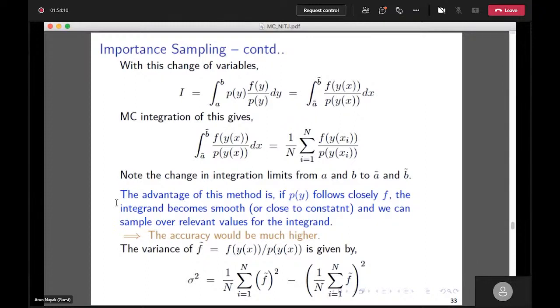Otherwise, if f was varying very differently than uniform distribution, and we are generating numbers using uniform distribution, then we are not sampling it properly for this function. This way we are sampling in a better way, and that's why the accuracy improves. One can also calculate the variance using this method.